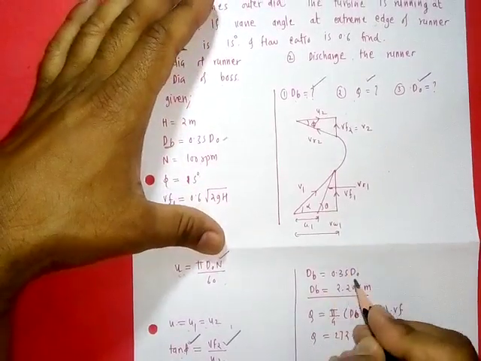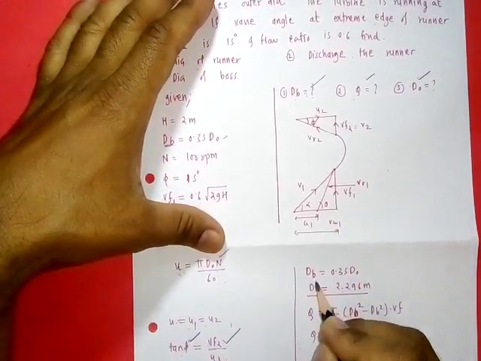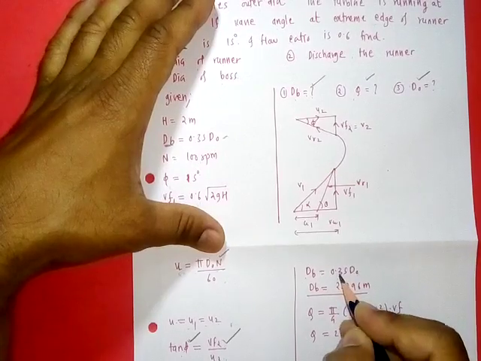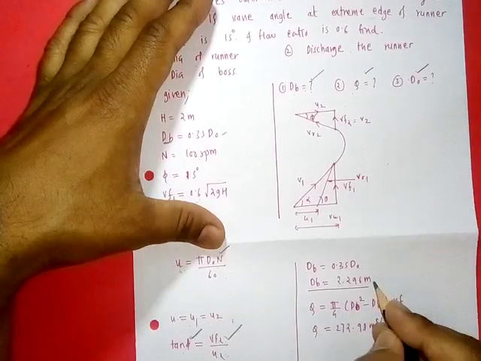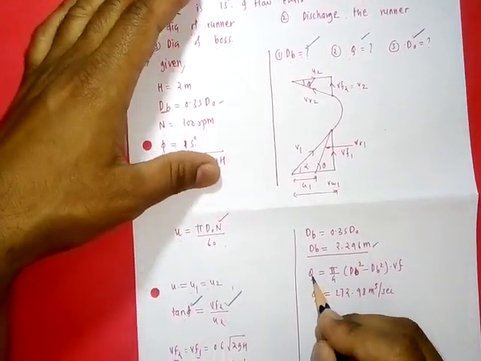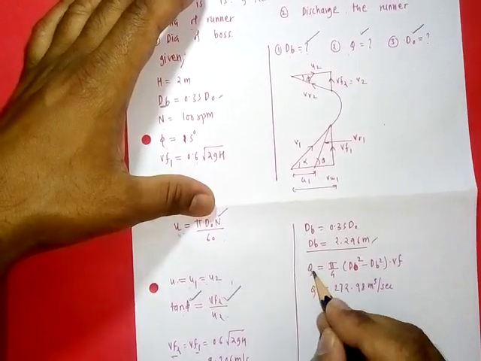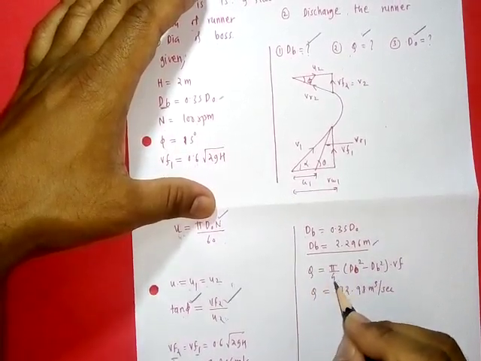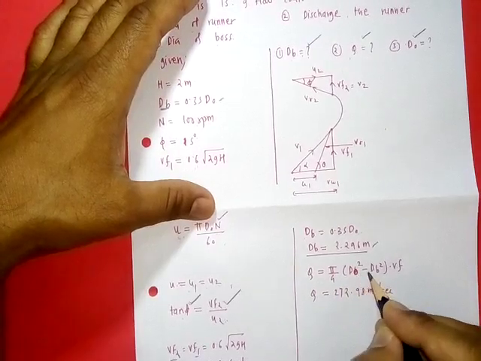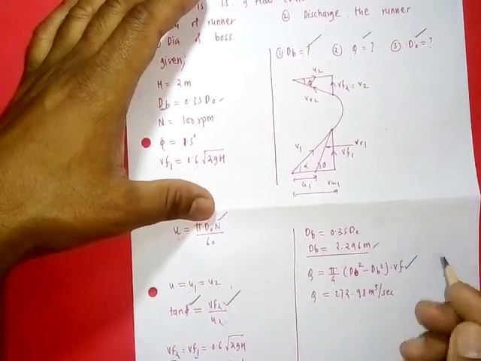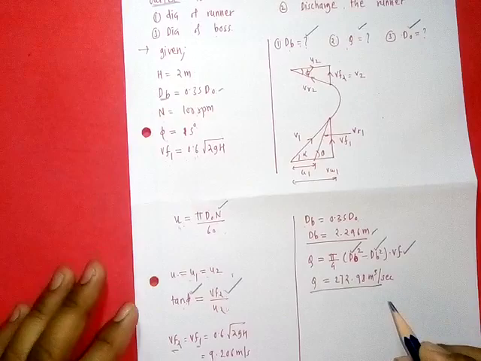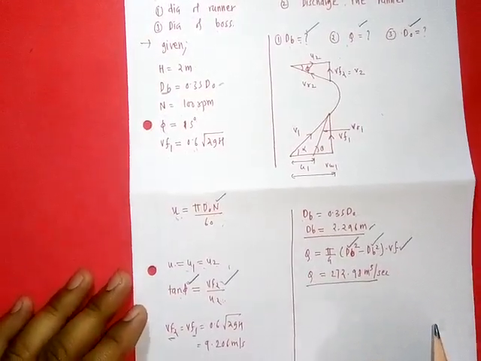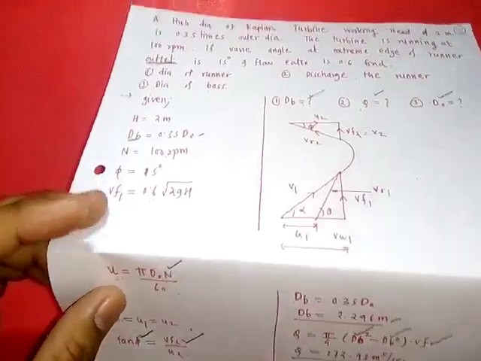Now the relation between outer diameter and boss diameter is given. By using this relation, 0.35 times the outer diameter is equal to 2.296 meter. Okay, then discharge: as the turbine is an axial flow or Kaplan turbine, Q will be equal to pi by 4 into do square minus dB square into Vf. Velocity of flow is known, dB is known, do is known. Putting these values, we will get the answer Q is equal to 272.98 meter cube per second. So these are the first numericals.